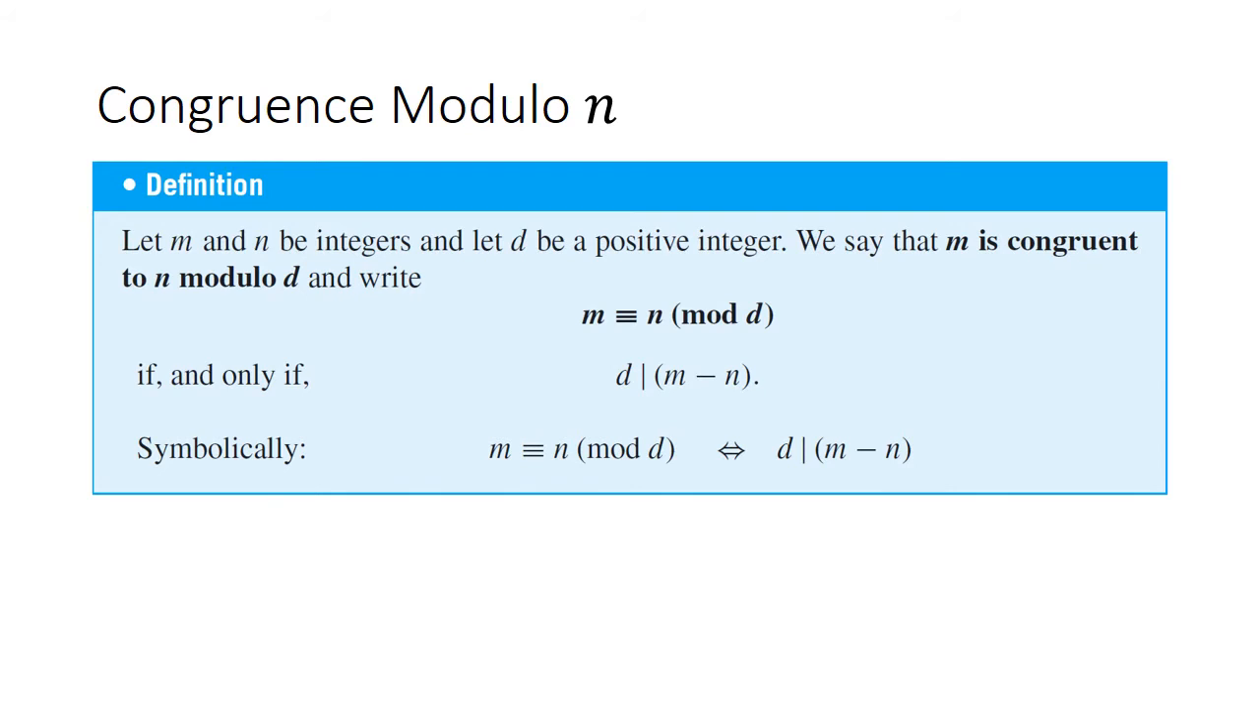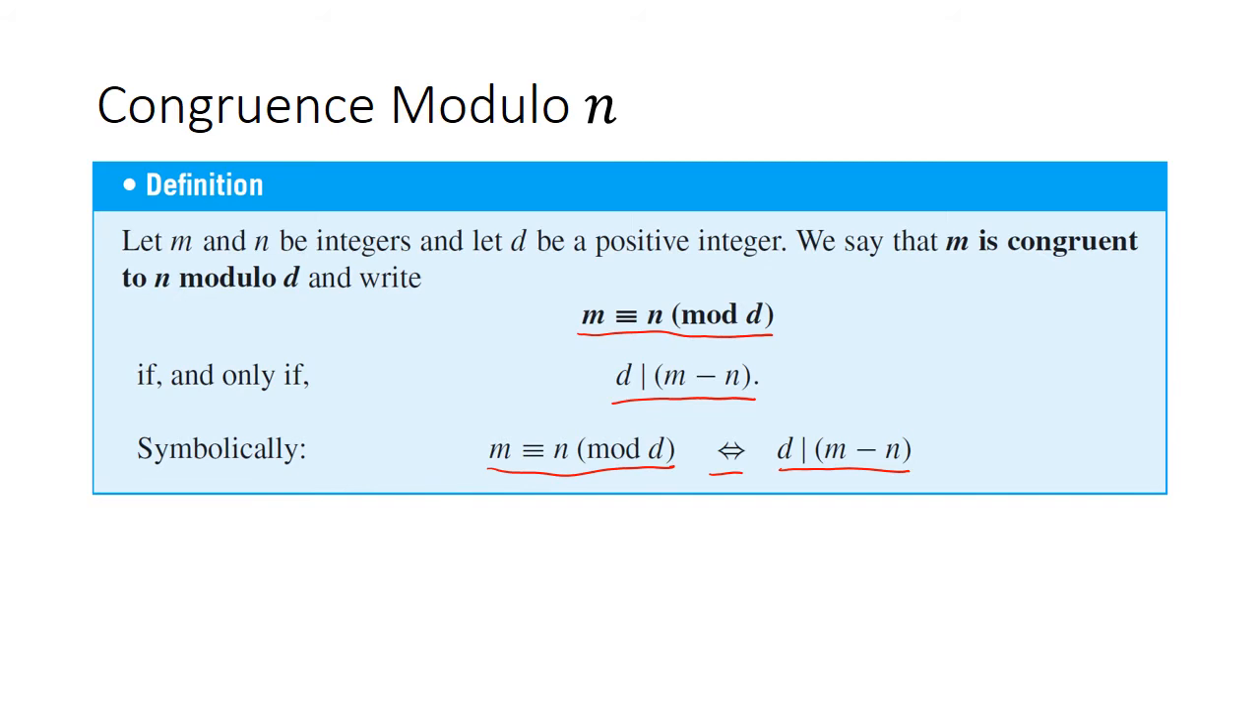Okay, so now I want to talk about a particular equivalence relation that comes up in a lot of different contexts in math and computer science, and this is the congruence modulo n relation. So let m and n be integers, and let d be a positive integer. We say that m is congruent to n modulo d, which I would just read aloud as m is congruent to n modulo d, if and only if d divides m minus n. And symbolically you can write it like this: m is congruent to n modulo d, if and only if d divides m minus n.